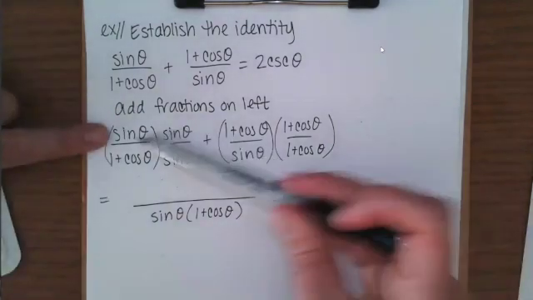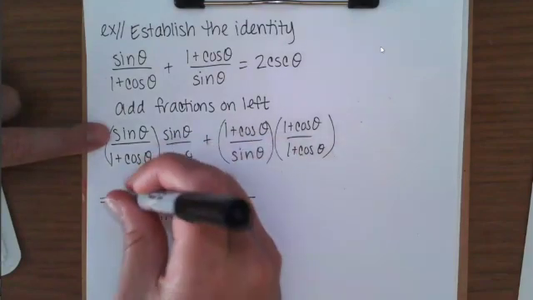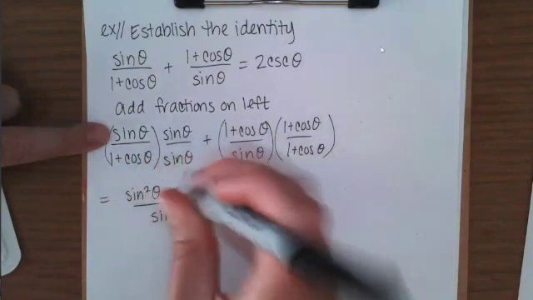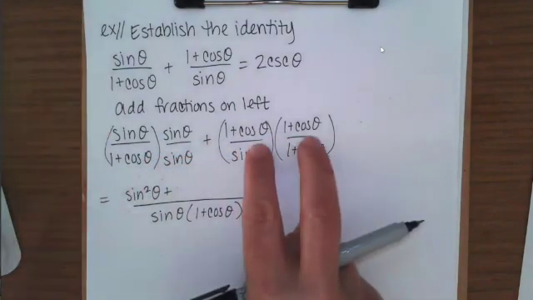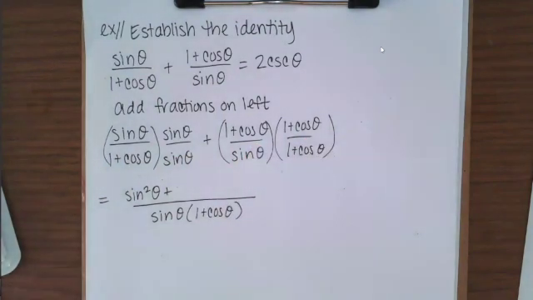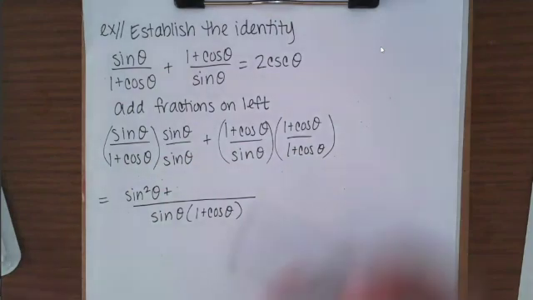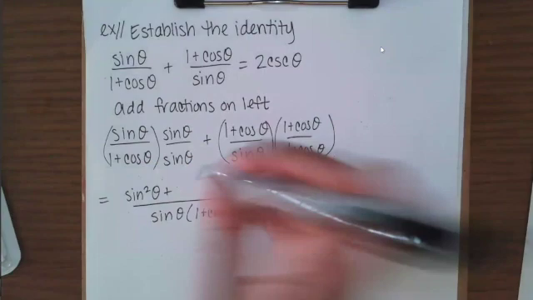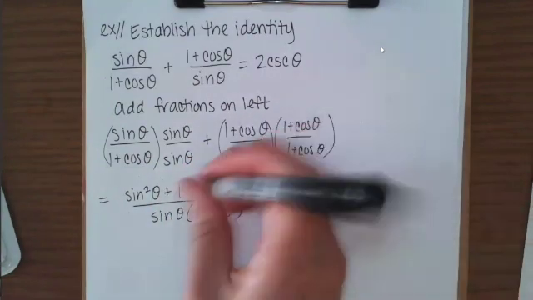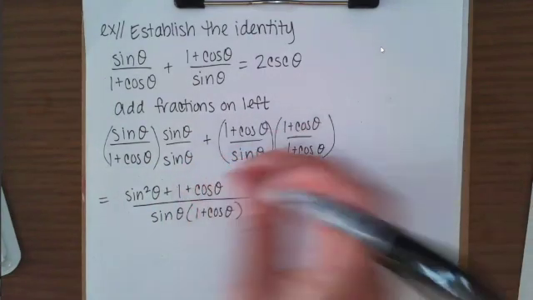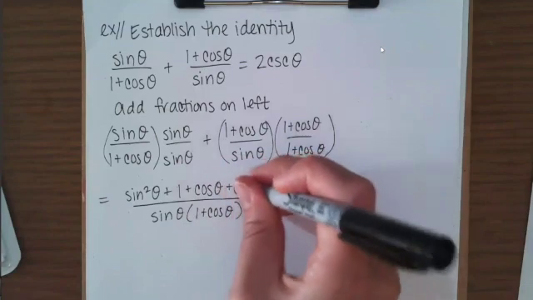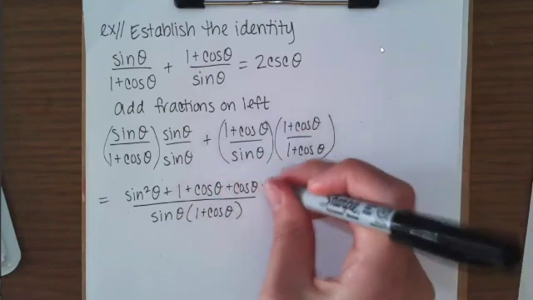In the numerator, I have sine times sine, so that's sine squared of theta, plus 1 plus cosine theta times 1 plus cosine theta. If you want to use the special formula and multiply that out, you certainly can. I'll go ahead and FOIL it. So 1 times 1 is 1. Outer, we have plus cosine of theta. Inner, plus cosine of theta. And last, plus cosine squared of theta.